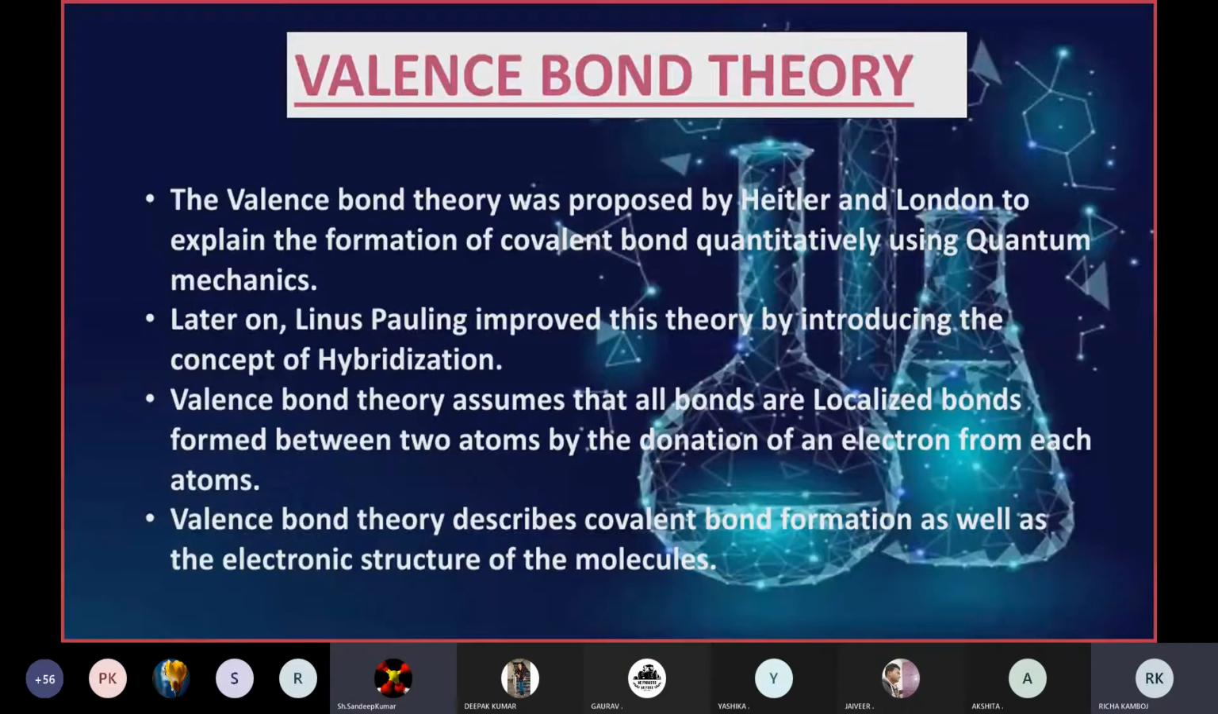Valence bond theory assumes that all bonds are localized bonds formed between two atoms by the donation of an electron from each atom. Valence bond theory describes covalent bond formation as well as the electronic structure of the molecules.